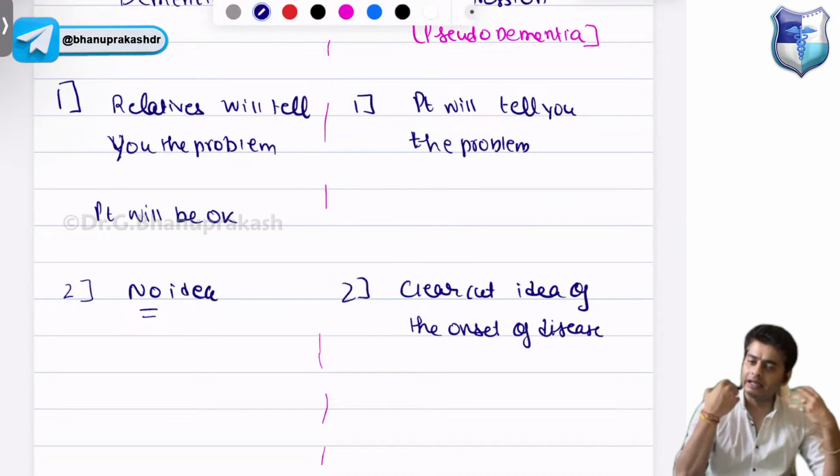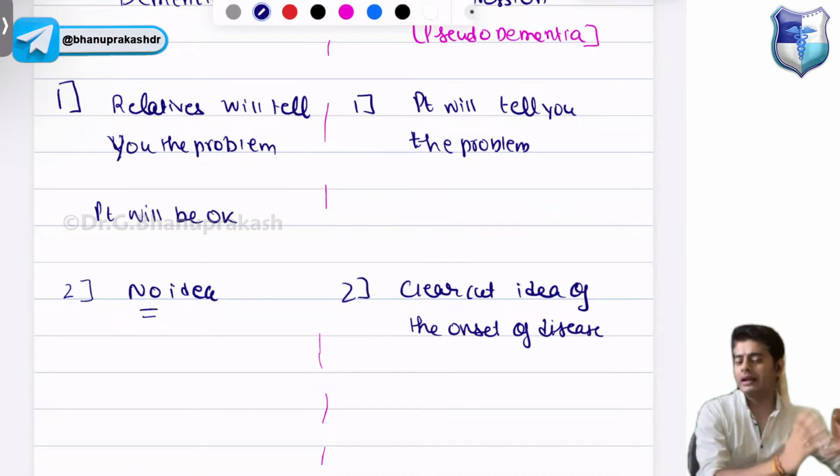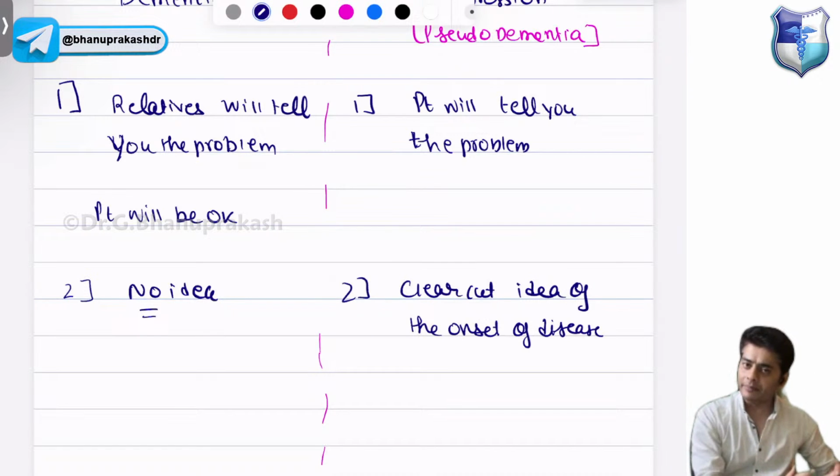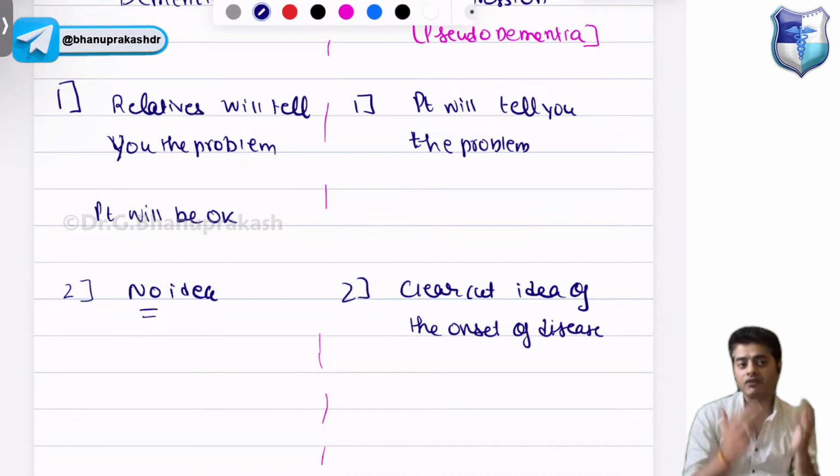So initially, there is no clear-cut idea of when the disease starts in dementia, because when dementia starts, there will be some change in your day-to-day activity, but your son and your daughter will not know. They will get to know you are suffering from a problem only when something major, like major memory loss, is there. Initially they will also not know anything.